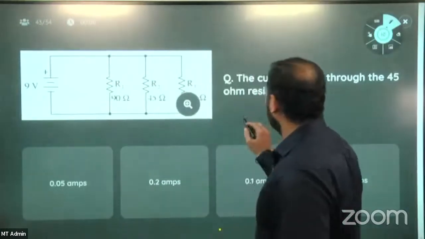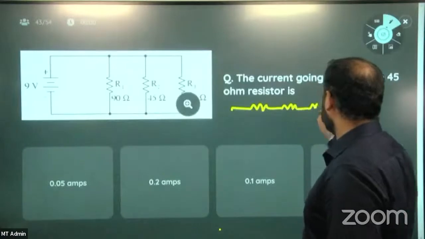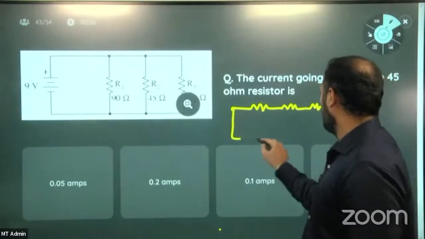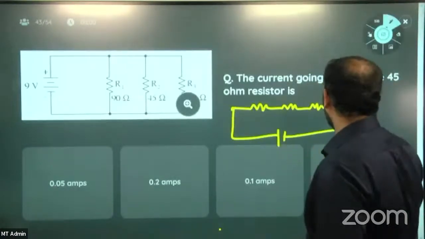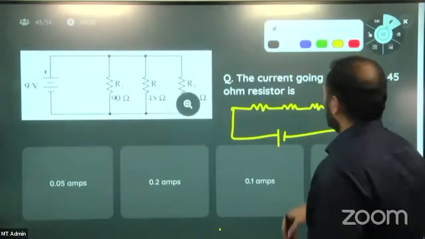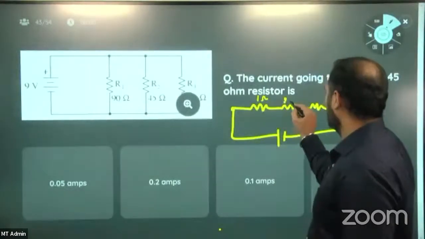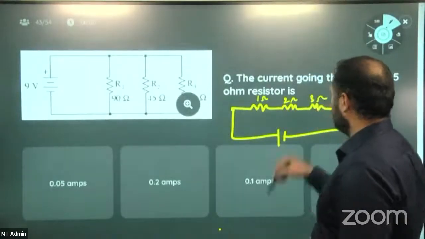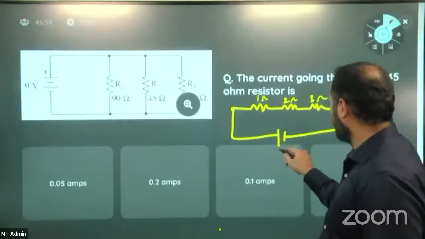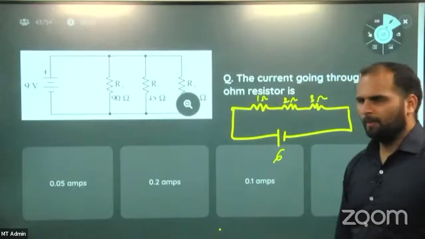Okay. Assume there are three resistors, and there is some battery which is connected. Say this is of 1 ohm, this is of 2 ohm, and this is of 3 ohm, right? And say this battery is of 3 plus 2 plus 1, 6 volts. Yeah, it will be easy.